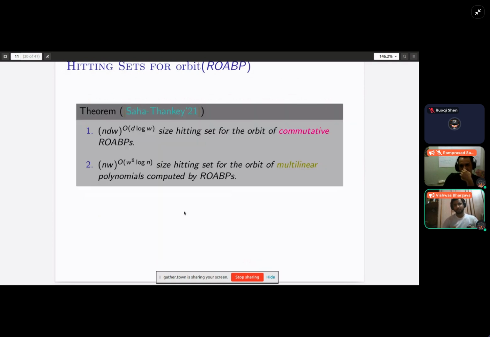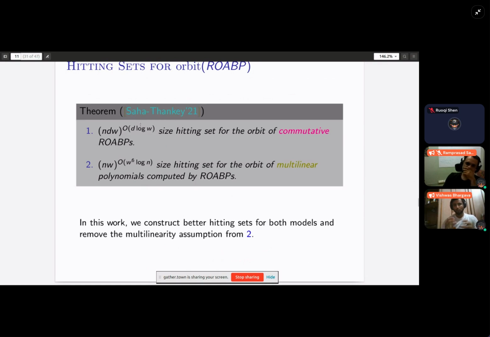We study hitting sets for orbits of ROBP. The first result on this was by Saha and Thanke, who gave (NDW) to the order D log W size for commutative ROBP, and N omega to the... Again, these specific sizes don't really matter right now, but they gave it for multilinear polynomials for ROBP. So in this work, we improve both these hitting sets, and in particular remove the multilinearity assumption on the second result.